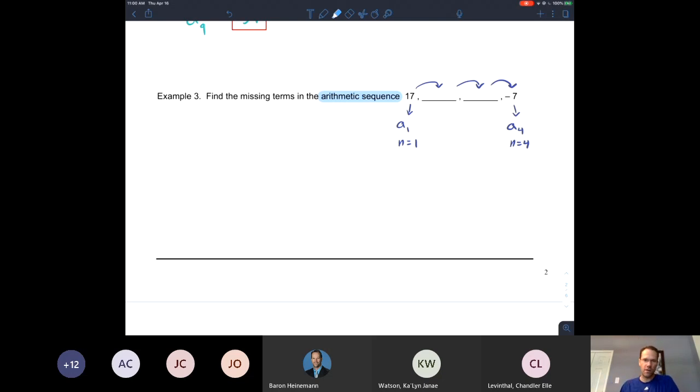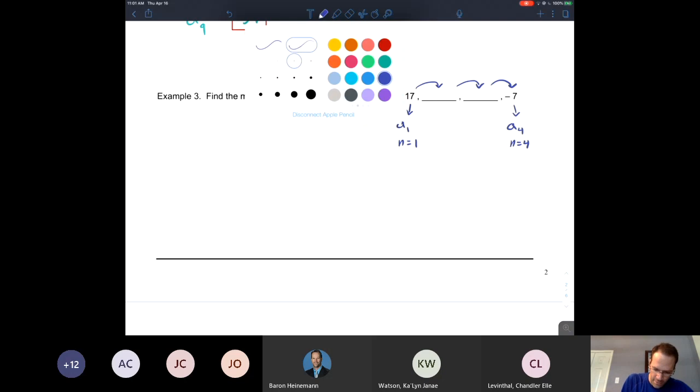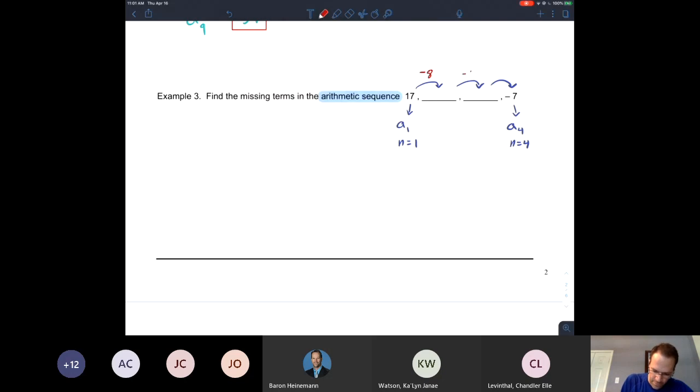And then I stepped over 3 times. So that means that that -24 has to be broken into 3 even pieces. That's -8. So my common difference must be -8. If you step over -8 every time, you're going to end up getting to -7. So again, you would have done -7 minus 17 equals -24, and then take that 24 and divide by 3 because there were 3 steps, and you get -8, right?